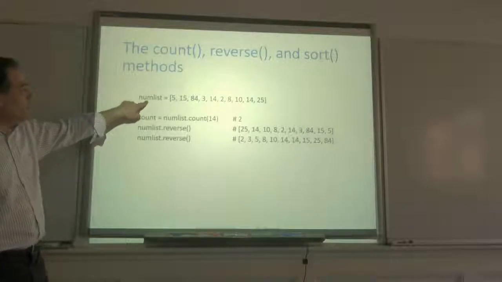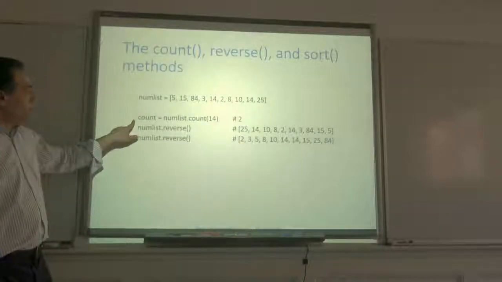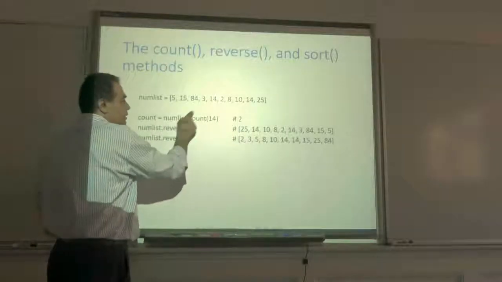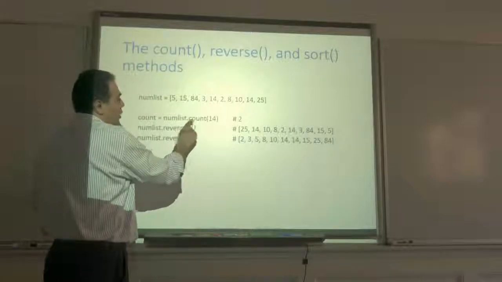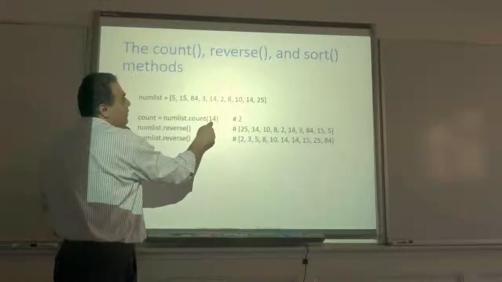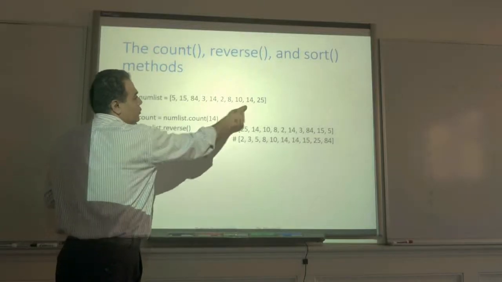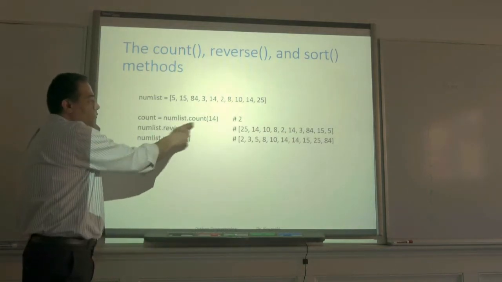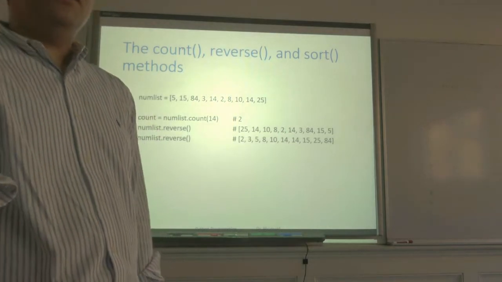So we have NumList, which has numbers, right? Count. So NumList.count. Remember, this is a method. So you have to use a dot operator. Okay, and count for 14. How many times was 14 repeated? So 1, 2, it gives you the result, 2. So what does count do? Count how many times one item existed.